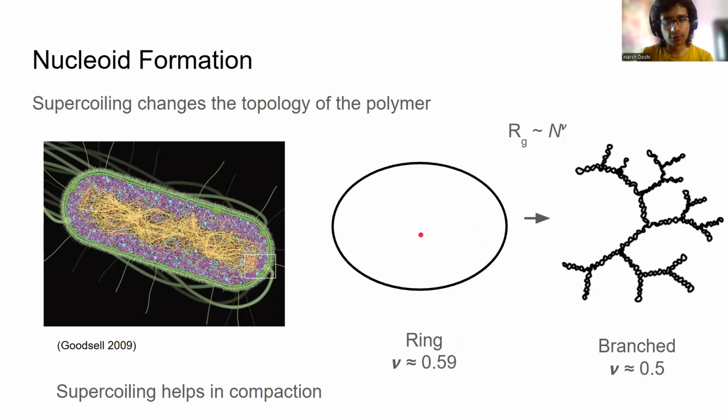However, in the case of supercoiling, when the local DNA is twisted due to the action of various proteins that I discussed earlier, it can form this sort of supercoiled branch structure, which is more compact. Such a branch polymer has a nu of 0.5, which is less than that of the ring. So that means that the size of this branch structure is lower as compared to the ring. And because of this compaction, it can help the DNA more easily attain the nucleoid conformation.